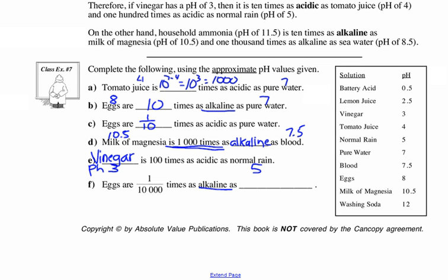Okay, so now we're saying basic. So eggs, which is a pH of 8, are 1 over 10,000 times more basic. So if it's not as, obviously it's not as basic as something else, we need to add 4 to this pH because there's 4 zeros here. So what that would be 12, which is washing soda.